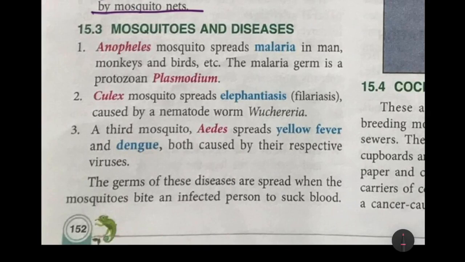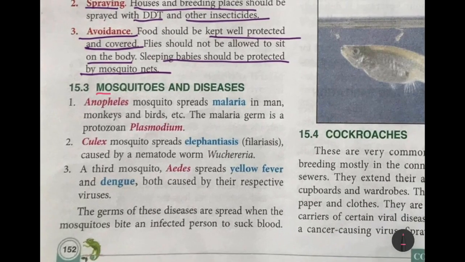To continue with the hygiene chapter, today we are going to start from mosquitoes and the diseases they spread. There are different types of mosquitoes, different species. The first one is known as the Anopheles mosquito, which spreads malaria in man. Remember, the mosquito does not cause malaria, it only spreads malaria. Not only in man, it also spreads it in monkeys and birds.